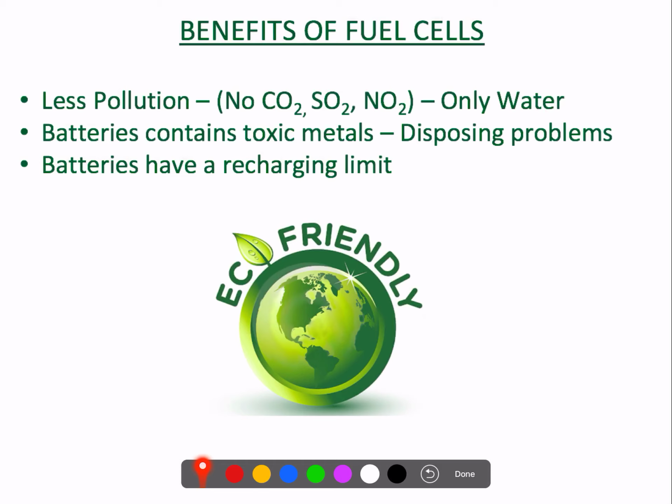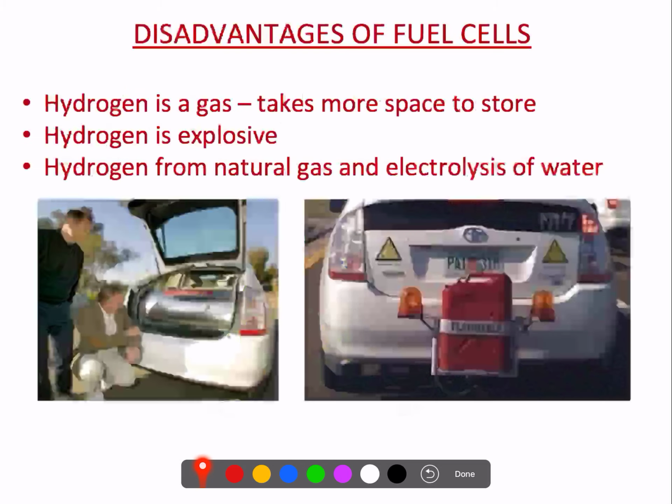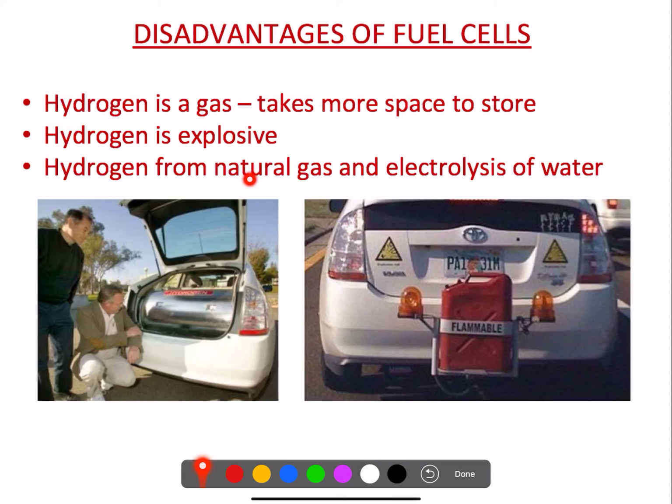The other problem is that batteries contain toxic metals. However, fuel cells do not contain those. And also batteries have a recharging limit, whereas fuel cells, you can keep on using it as long as you supply the fuel. The disadvantage, however, is that because you have to carry hydrogen, it's going to take a lot more space. Also, hydrogen gas is explosive. And finally, you still do use some energy to get hydrogen from the natural gas. So it's not completely environmentally friendly because some electricity is required to separate the hydrogen from natural gas.